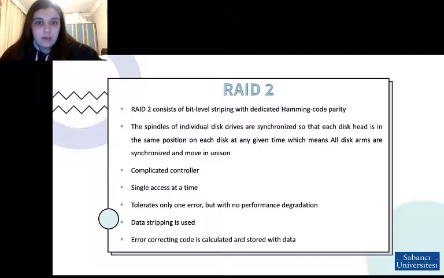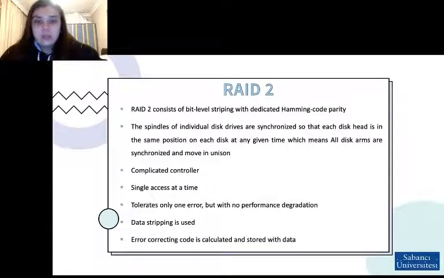And now we have RAID level 2. RAID 2 consists of bit level striping with dedicated Hamming code parity. All disks participate in the execution of every I/O operation. Each bit of a data word is written to a data disk drive. Each data word has its Hamming code ECC word recorded on the ECC disk.